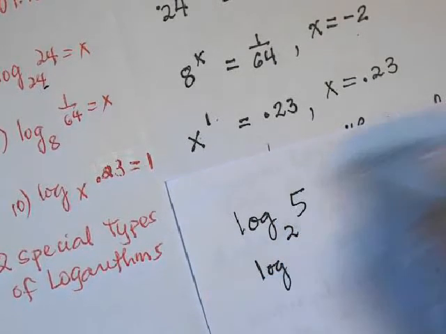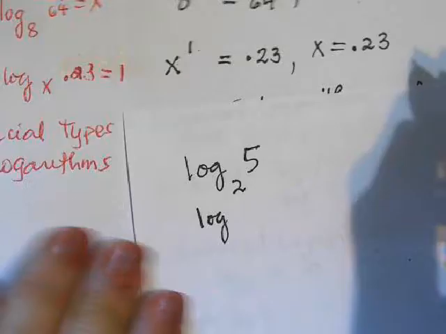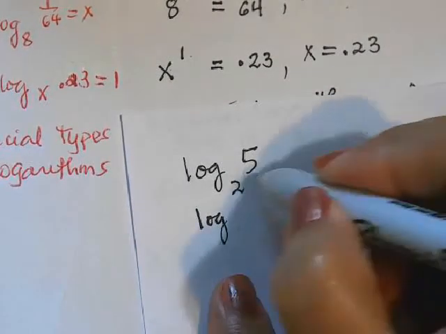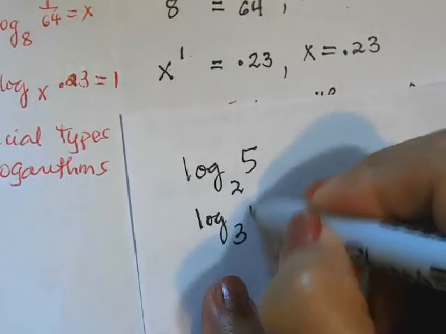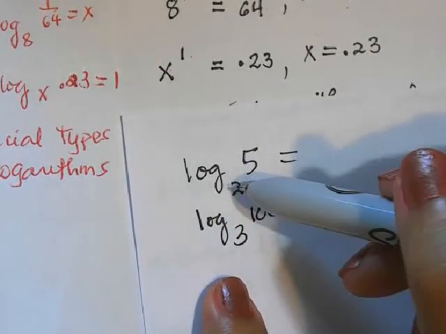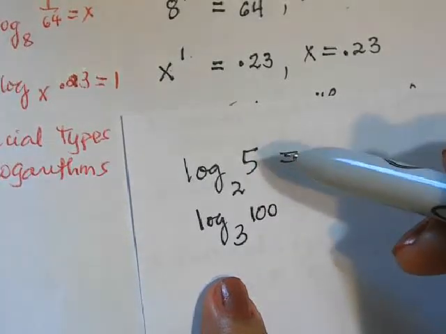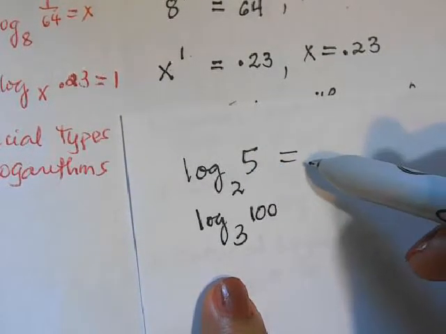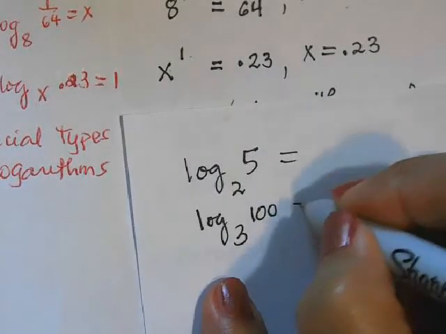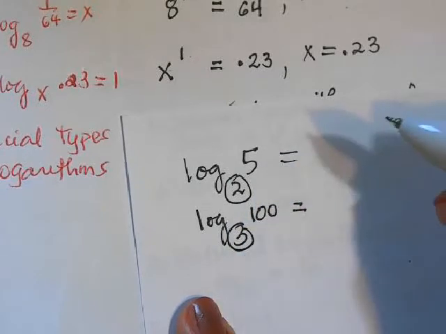You could see log base 2 of 5. That one we cannot do directly. 2 to what power will give you 5? We need a calculator for that. Or you could say log base 3 of 100. This is a number. Log base 2 of 5 is a number between 2 and 3, because 2 to the 2 is 4 and 2 to the 3 is 8. Anyway, we will use our calculator there also. So the base could be any number.